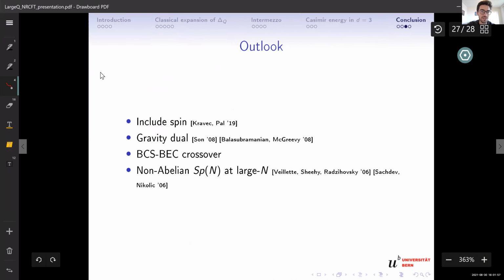As a quick look at the future directions of research, I can mention that Kravec and Pal have studied the same story, but with a spin, which is very reminiscent of what Gabriele presented today. And we could also imagine improving this analysis in the light of the counterterms that Simeon and Ian found last year. There is also some work on the gravity duals of these theories, and it will be interesting to investigate the consequences of this work on the gravity side.